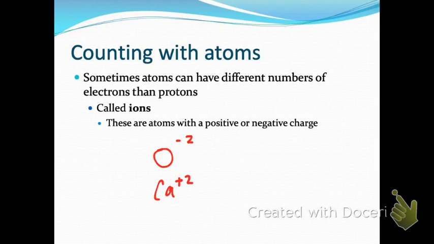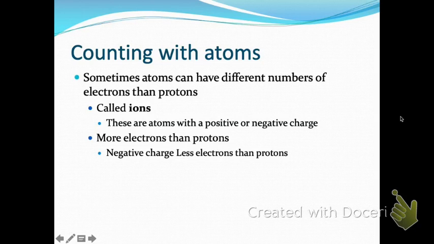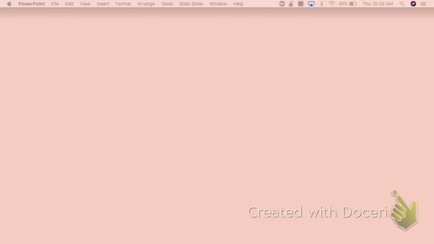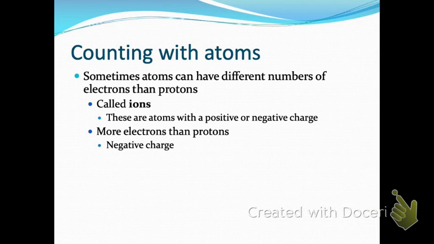So, if we have an atom that has more electrons than it should, right? It's supposed to have 10, but it has 11. What type of a charge would that result in? A negative charge. That's a little tricky, right? If I've got more electrons than protons, that gives me a negative charge. Something weird happened here. Sorry, let me fix this. There we go. Okay, negative charge is more electrons than protons.